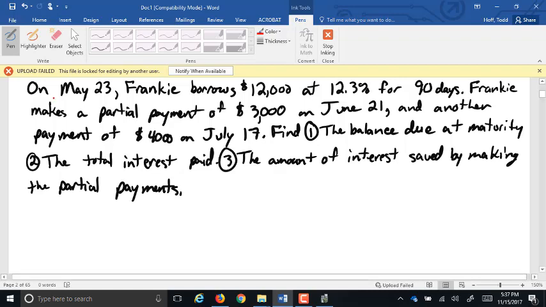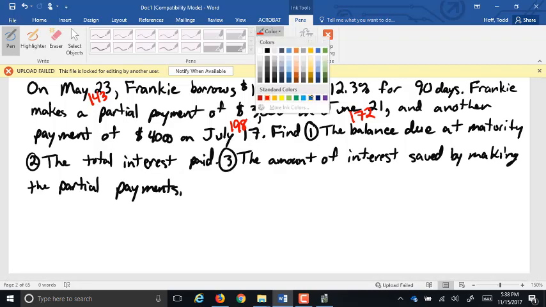The first one is May 23rd. What is the day of the year for May 23rd? What is it? 143? Yep. Then we have June 21st. What day is that? 172. And July 17th? 198. Okay, I guessed wrong. I was guessing it was going to be just over 200. So 198. So we have those days.